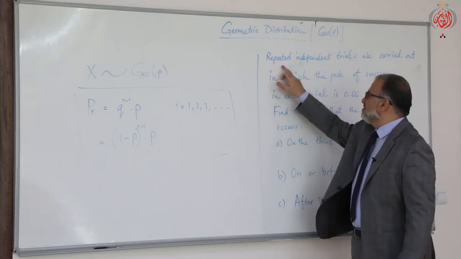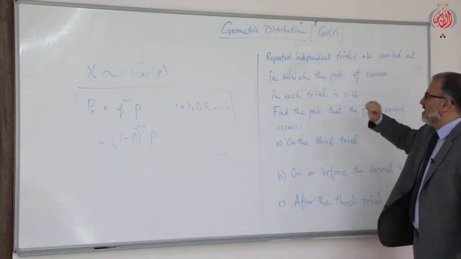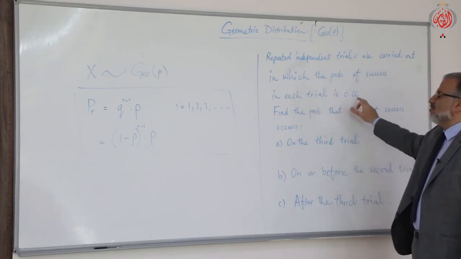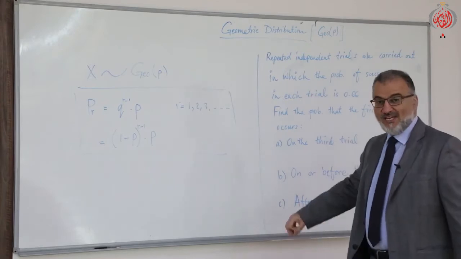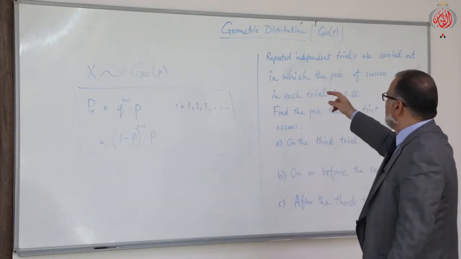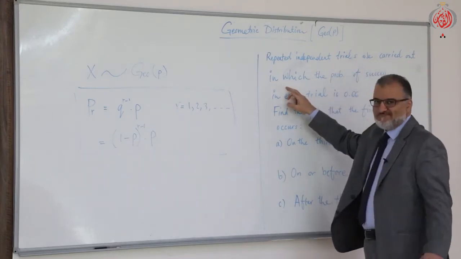Here, look, repeated independent trials are carried out in which the probability of success in each trial is 0.66. Look here, from the beginning, look at the experiment. Repeated independent trials are carried out.